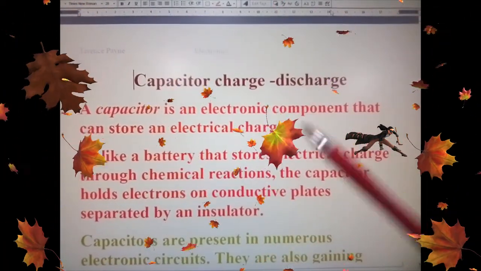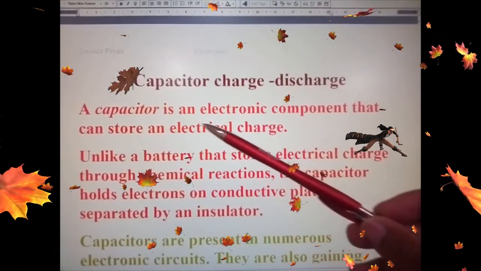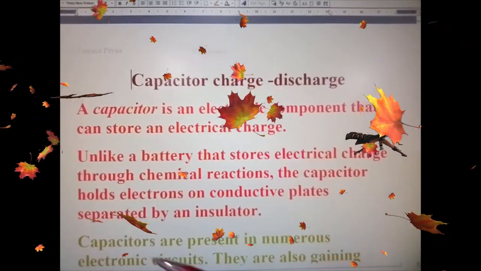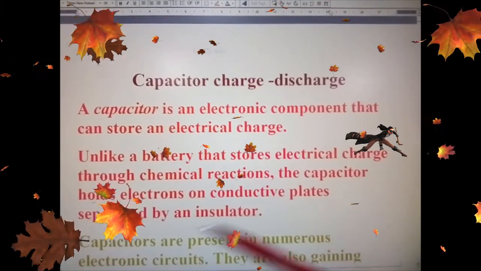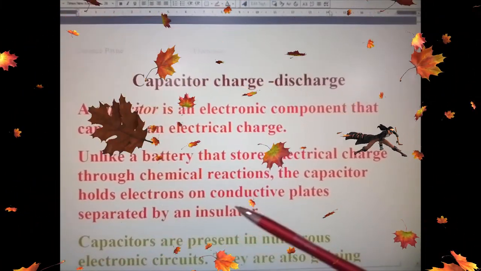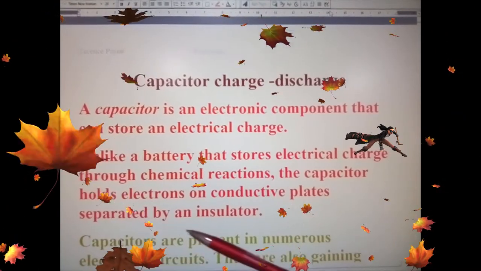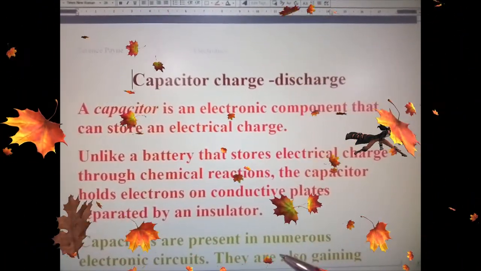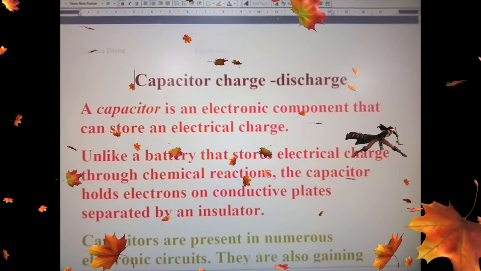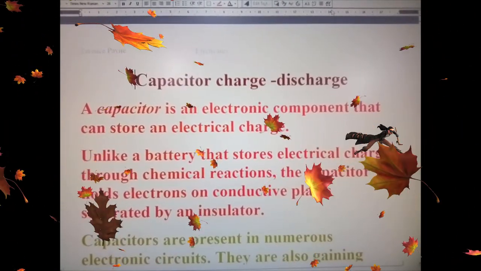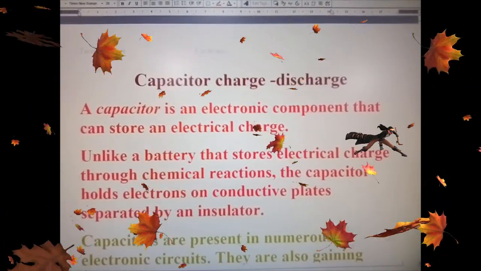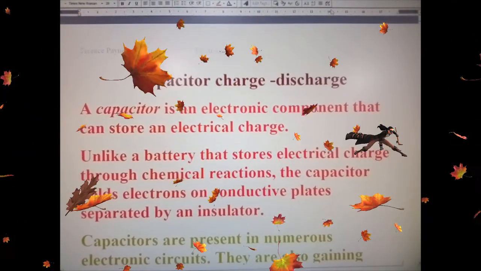Now a capacitor is an electronic component that can store an electrical charge. Unlike a battery that stores electrical charge through chemical reactions, the capacitor holds electrons on conductive plates separated by an insulator. Now, you'll have seen this on one of the videos I did previously, but what I wanted to do was to expand a bit more on that and to look at the calculations that actually go into making these graphical representations, or doing the calculations of charge and discharge by a calculation method.